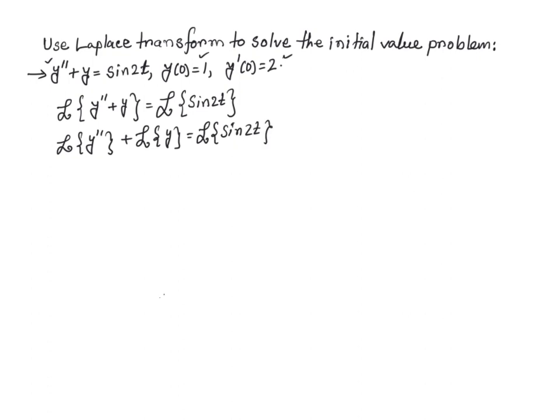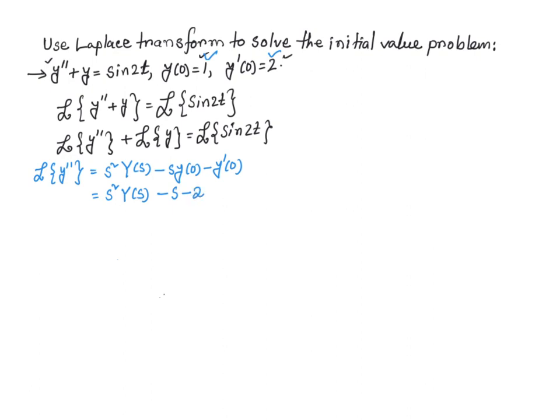Now remember, Laplace transform of y double prime is this. So Laplace transform of y double prime is going to be equal to s squared times Y of s minus s times y of 0 minus y prime of 0. But y of 0 is 1, so it's going to be negative s, then minus y prime of 0. y prime of 0 is 2, so minus 2.